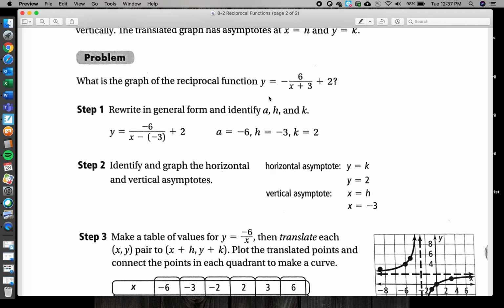Okay, so for this first problem, what they're having us take a look at is that a is negative 6. Notice they took the negative that's out front and included it with the 6, which is perfectly fine. Your horizontal shift is negative 3. If x equaled negative 3, you'd have 0 in the denominator, and anytime the denominator equals 0, you have a vertical asymptote. Okay, and finally k is 2. There's your plus 2 right there, so you've got a vertical shift up 2.